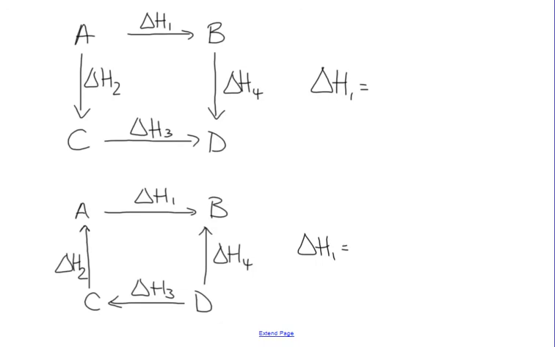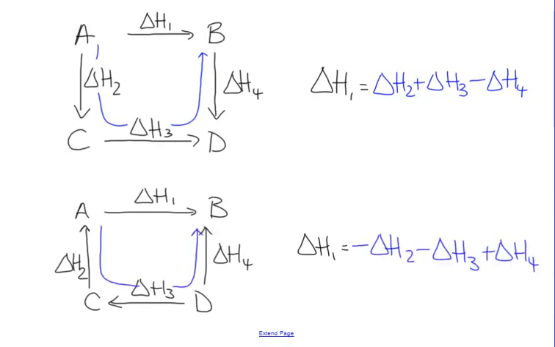Let's have a look at a couple more. Just have a look at those two cycles, a little bit more difficult because they've got more steps. Can you work out what arrow 1 would equal in each of those two examples? Give yourself a minute, pause the video and see if you can figure it out. So there we go, in the first one we followed arrow 2, we followed arrow 3, but we went against arrow 4, so it was minus delta H4. In our second example, we went against arrow 2, against arrow 3, and followed arrow 4. So we end up with minus delta H2 minus delta H3 plus delta H4.